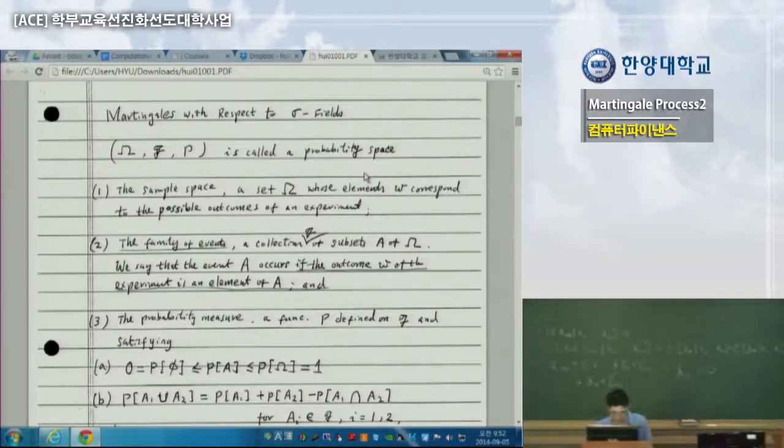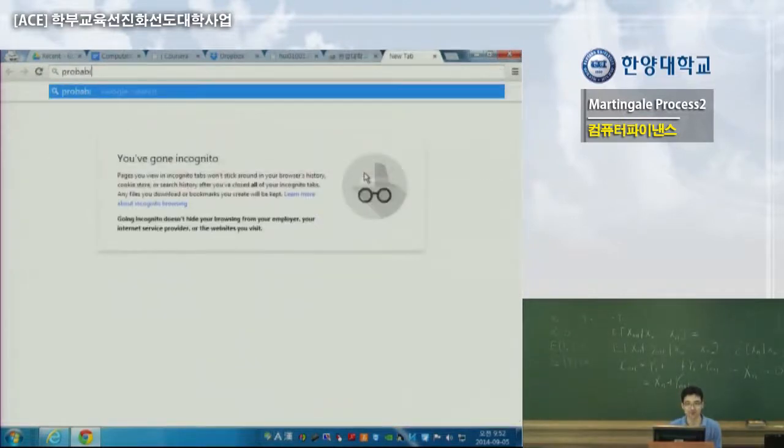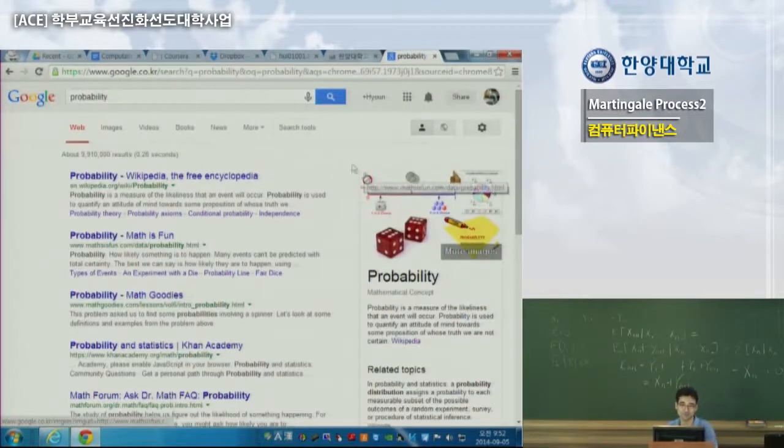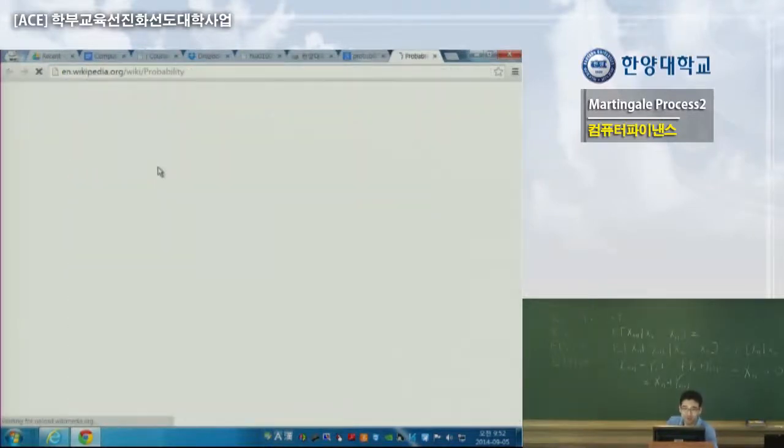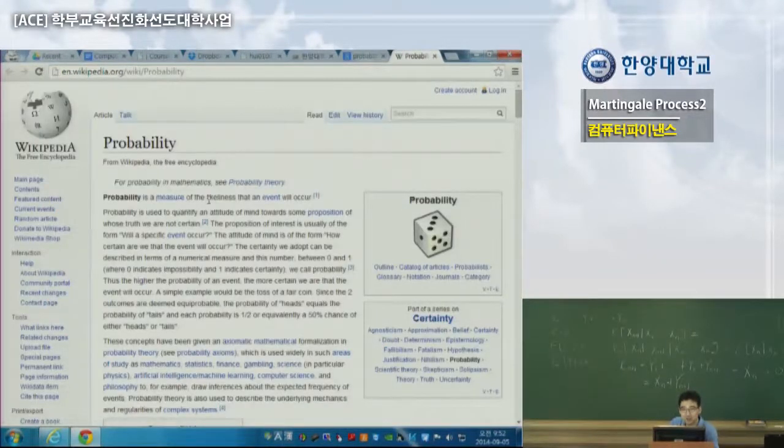So let's check Wikipedia. Probability: a measure of the likeliness that an event will occur. This is nonsense, right? What is likeliness? Likeliness is probability, so it is a tautology. It is not an informative definition. Probability is used to quantify an attitude of mind towards some proposition whose truth we are not certain of. Oh, it is a Bayesian definition of probability. There are basically 2 ways of defining probability, the Bayesian or the classical way.